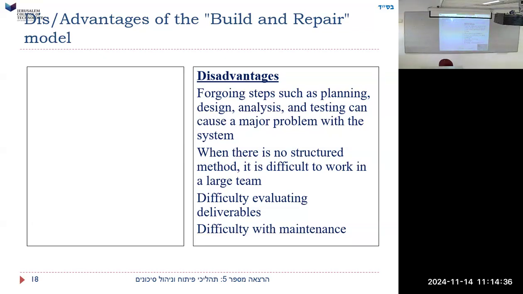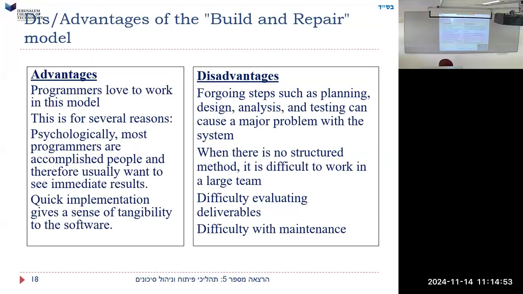Difficulty with maintenance. Since we didn't design for maintenance, we have difficulty with maintenance. In other words, we have no design really, so it might be hard to update, hard to change our code, because we didn't think about how we're going to change it. We just started coding.